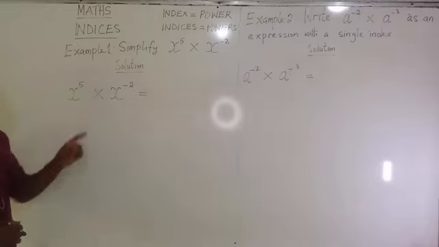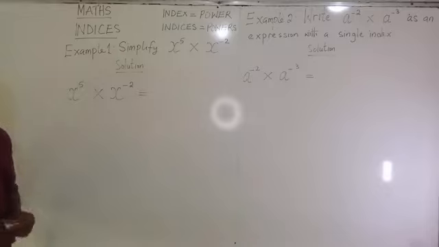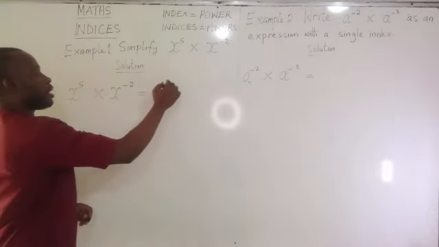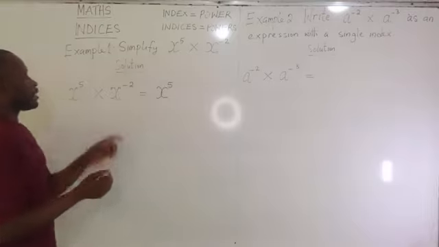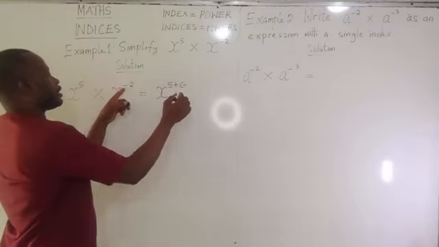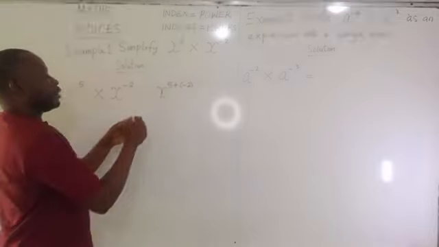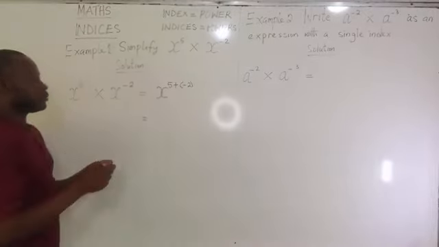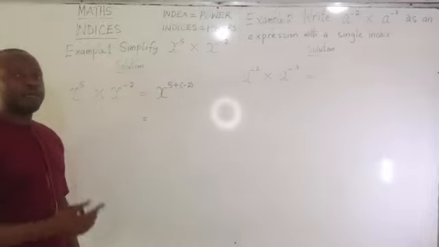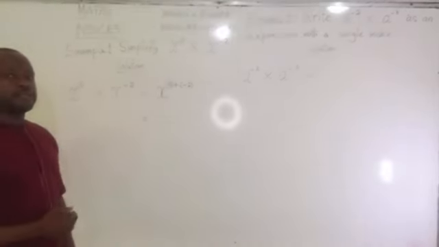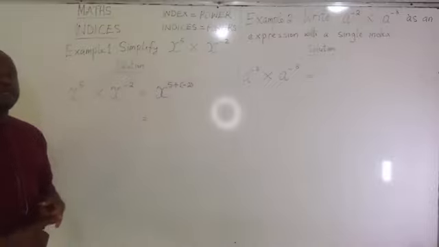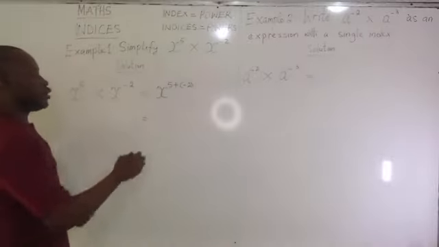X raised to the power 5 multiplied by x raised to the power minus 2 is equal to, we'll take a single base, which is the x, raised to the power 5. That's the power of the first term here. Plus, what's the power of the second term here? Minus 2. Did you notice that before introducing the power of the second term, I first of all introduced plus, because we are going to obey the first law of indices, which says add the powers when you're multiplying two numbers or two expressions whose bases are equal.